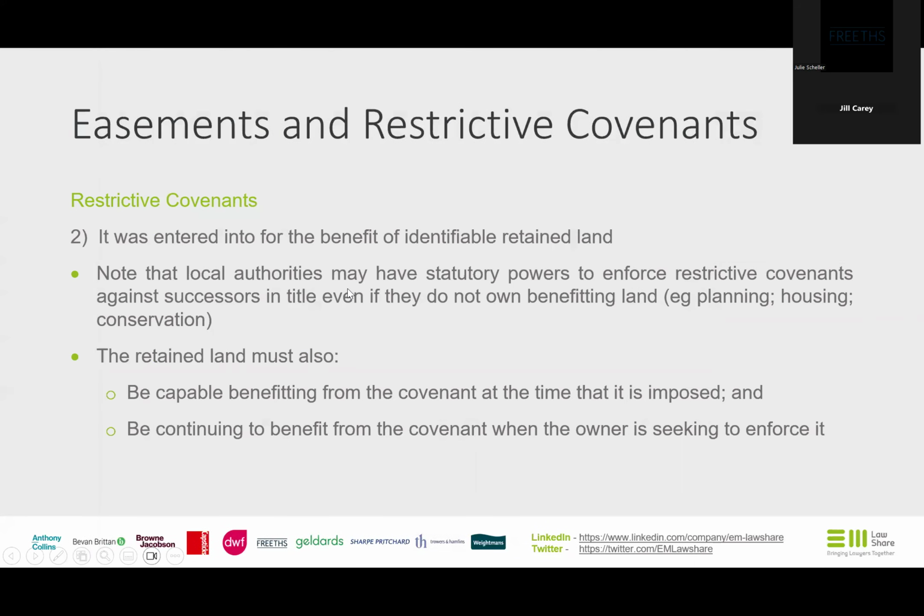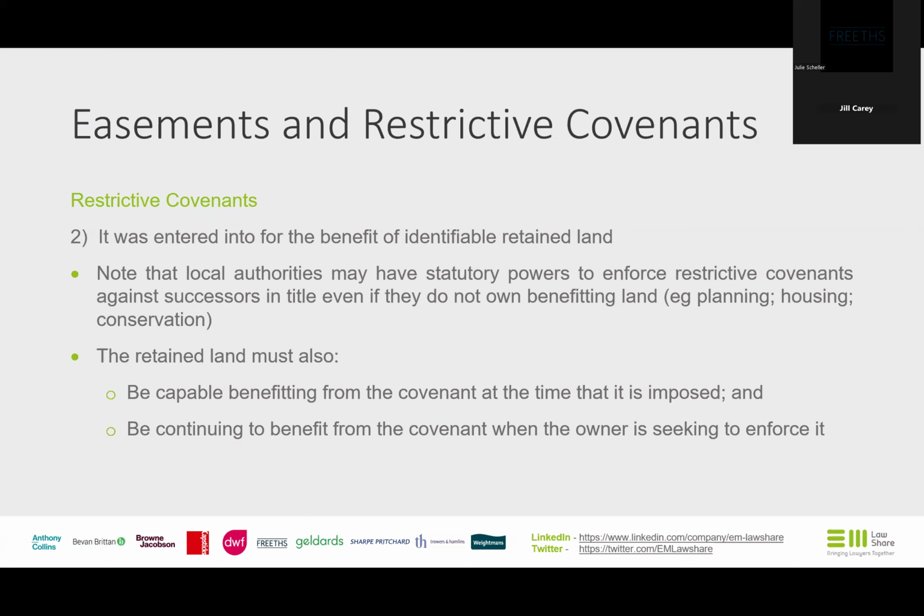Looking at the next point, again, I keep banging this drum, but it's important to note that local authorities may have additional statutory powers. So in this case, you may be able to enforce a restrictive covenant against the successor in title, even if you no longer or do not own any benefiting land. That would arise in certain circumstances prescribed by statute. So there are planning ones, housing ones, conservation ones, etc.